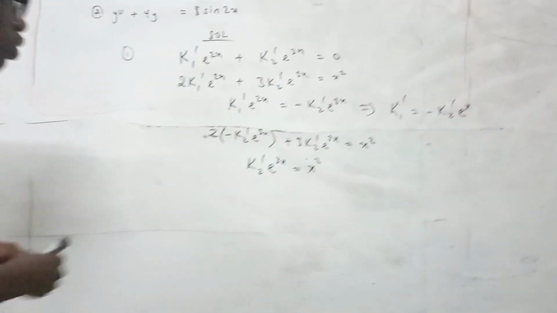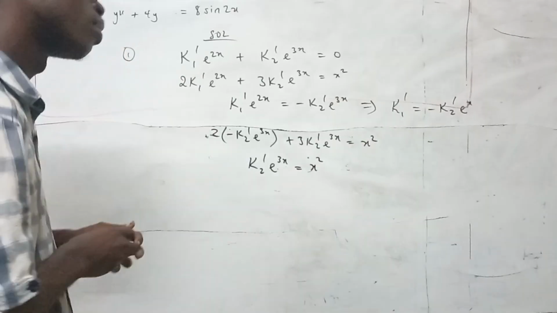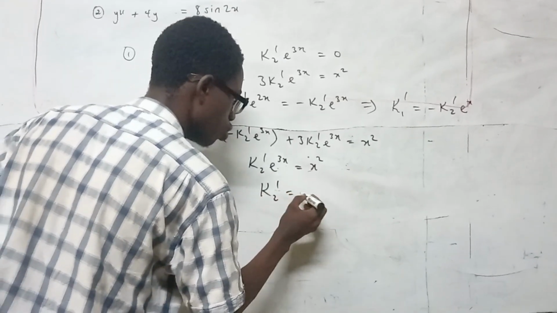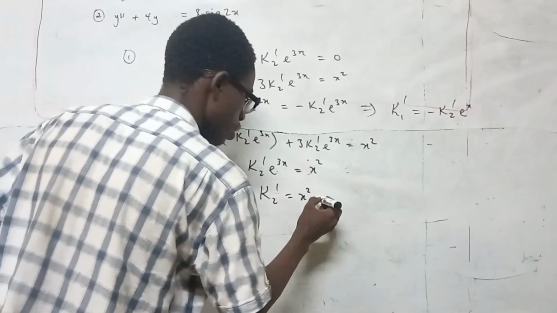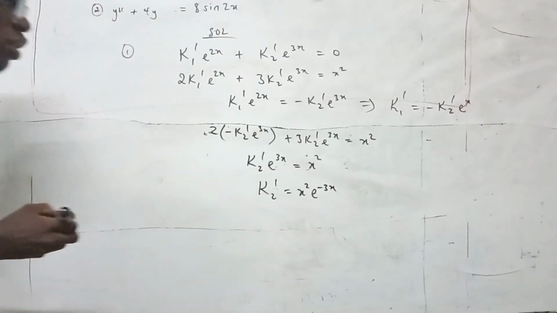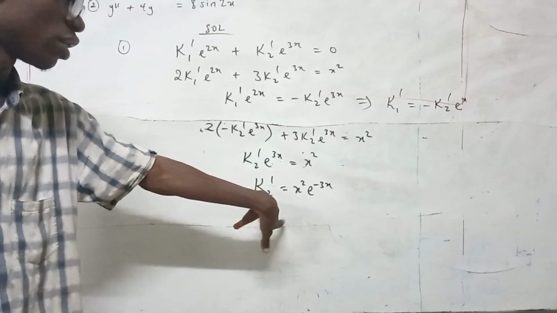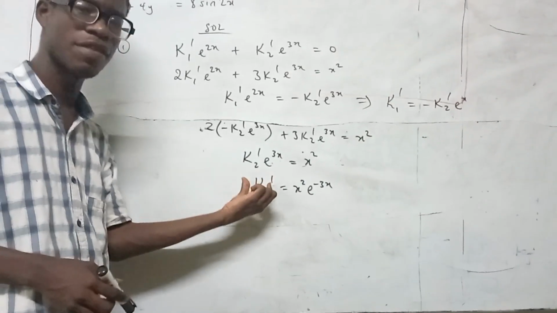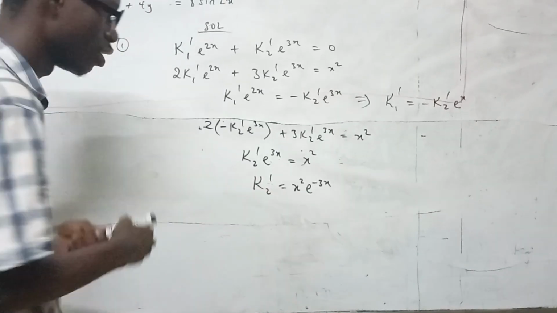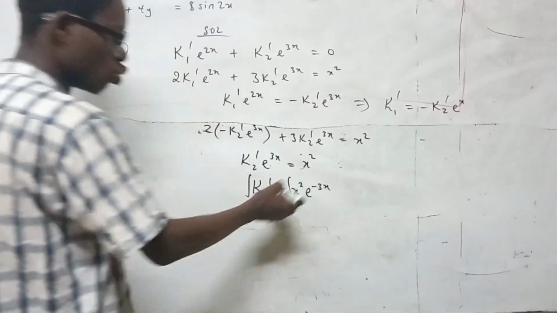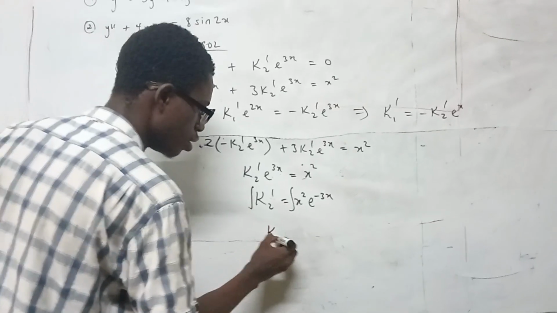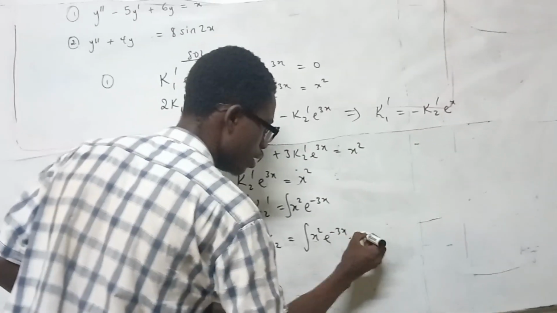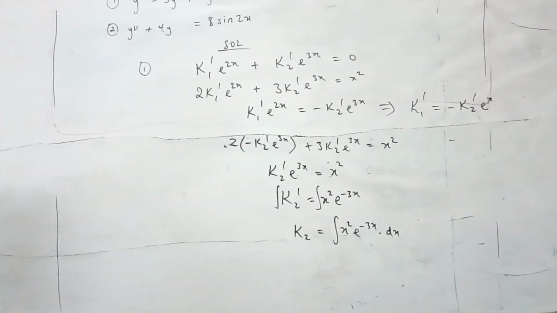So this is going to show us that k2 prime equals x squared e to the minus 3x, dividing both sides by e raised to power 3x. Now this is a derivative, which means you can integrate both sides. So when we integrate k2 prime, we are left with k2 equals the integral of x squared e to the minus 3x dx. So we integrate this side to get our k2.